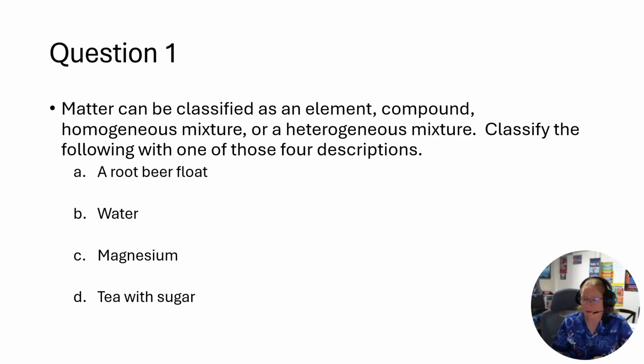So our first one, our root beer float. So think about what a root beer float looks like. Is it all uniform? No, this is a heterogeneous mixture. All right, what about water? So water is H2O. All right, so is that more than one element? Yeah, this is a compound.